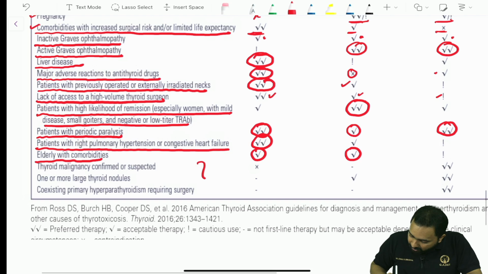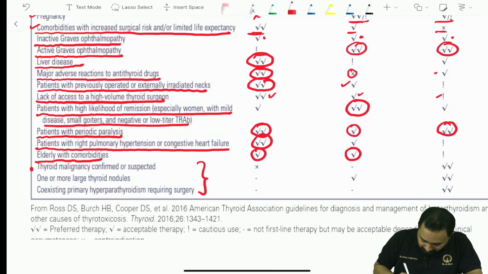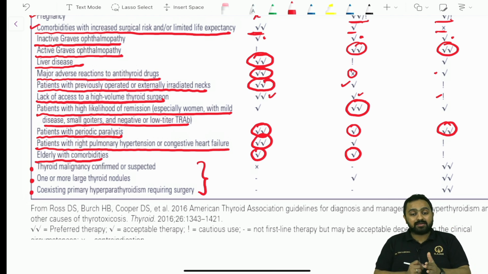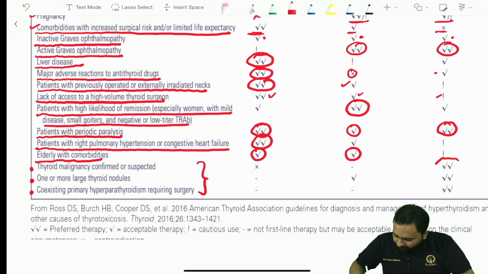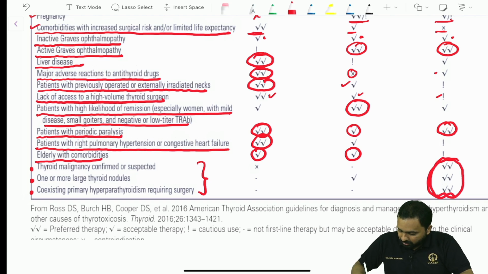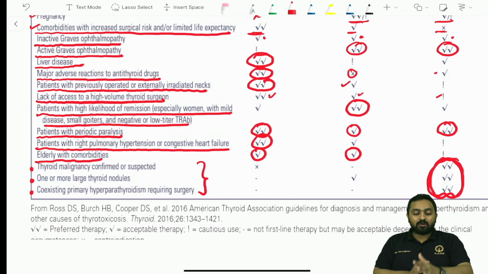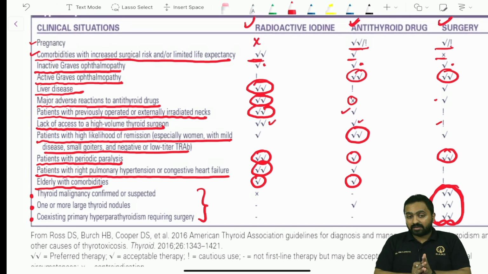Now in these three aspects, that is thyroid malignancy, one or more large thyroid nodules, and coexisting primary hyperparathyroidism requiring surgery, you would definitely go for surgery. So these are some of the treatment options that would be needed in Graves disease as per the clinical situation. Now when a question is being framed, look at the clinical situation clues, which will help you choose the correct treatment. I hope this table simplifies it for you in order to select which treatment modality is required.